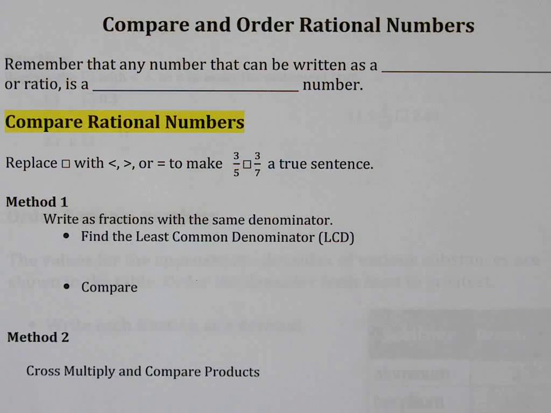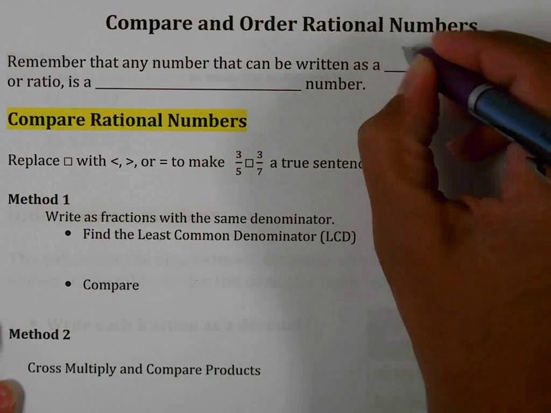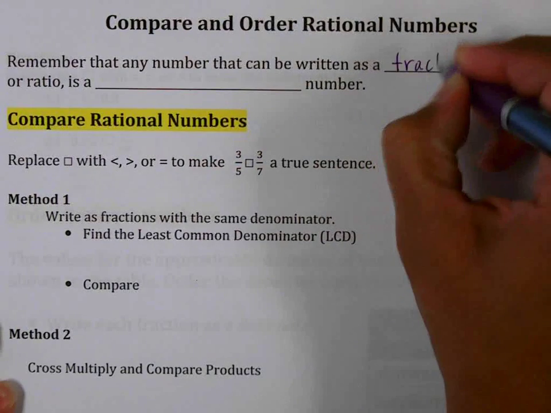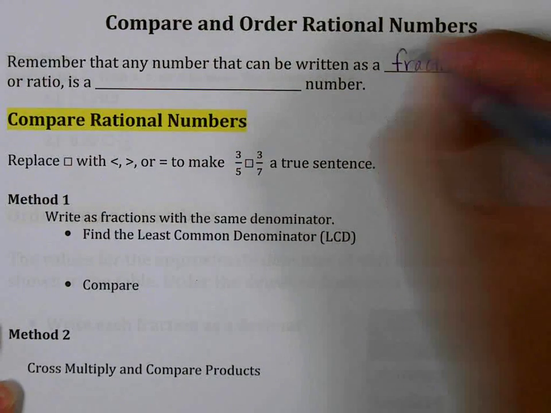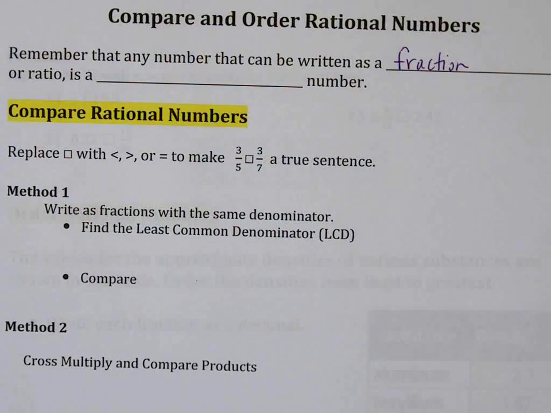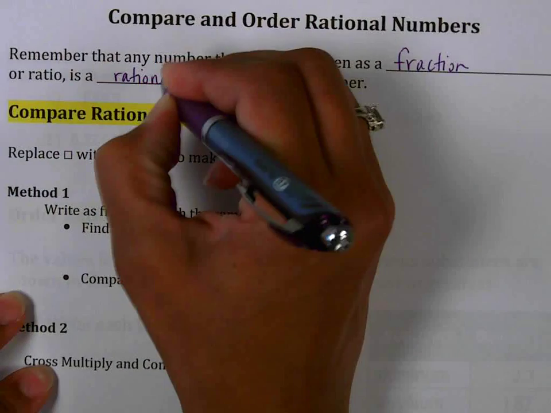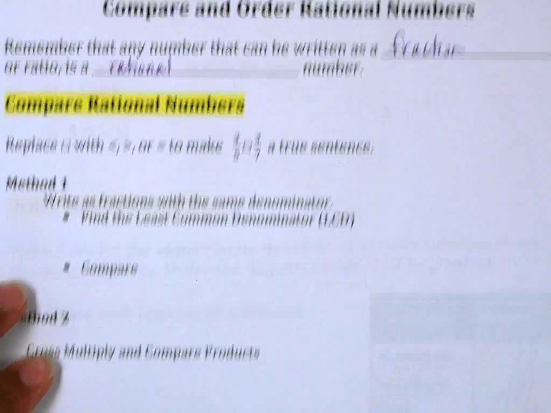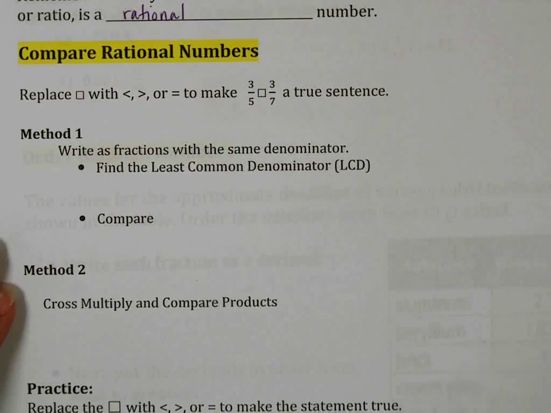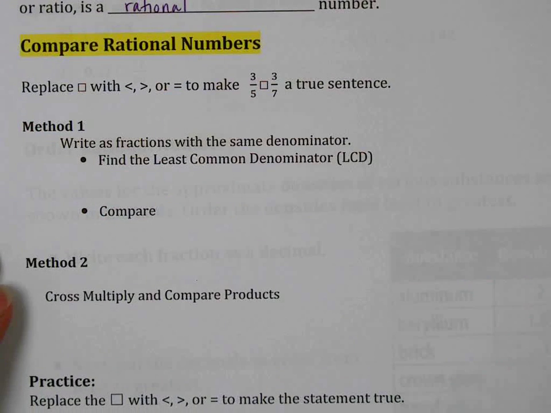Today we are talking about comparing and ordering rational numbers. Remember that any number that can be written as a fraction or ratio is a rational number. Okay, we're going to be looking at comparing rational numbers.